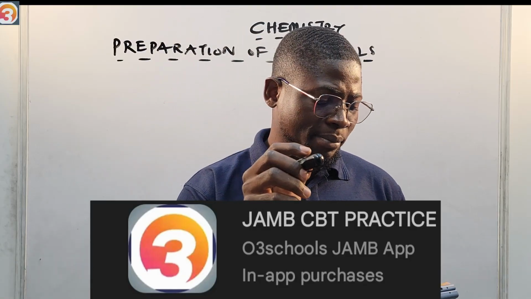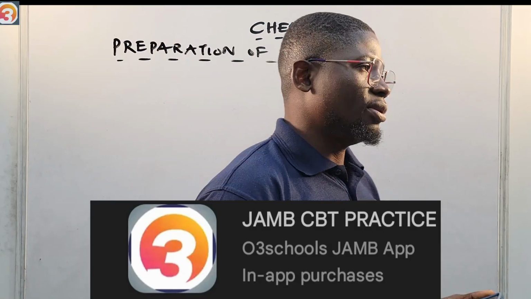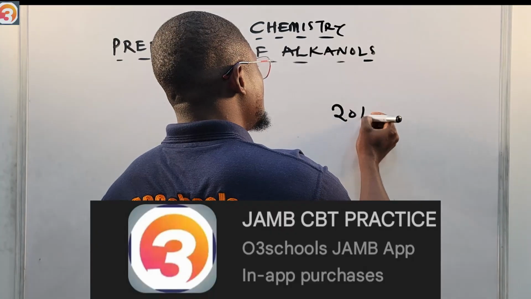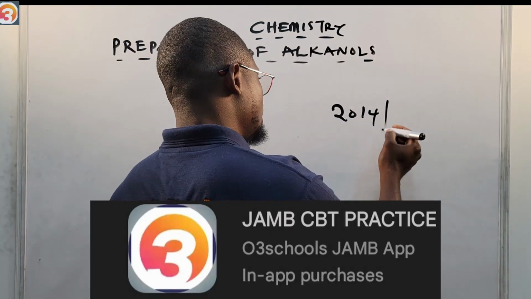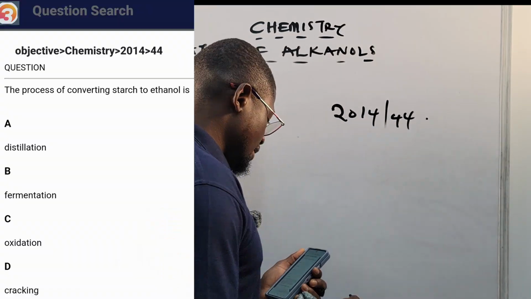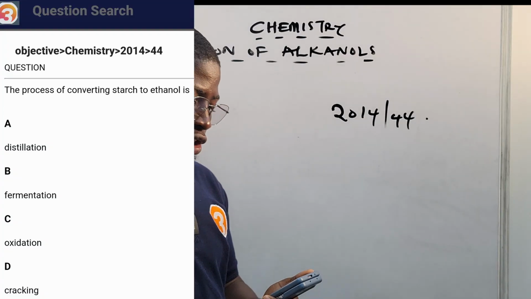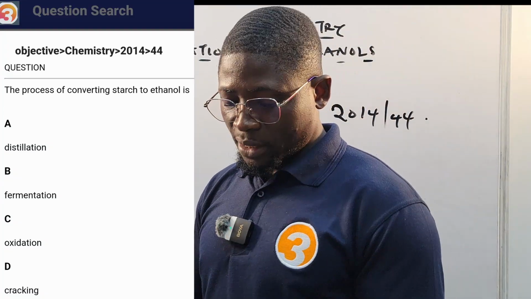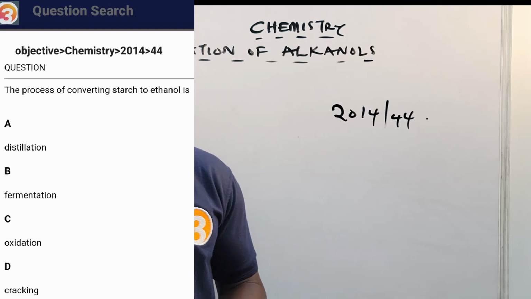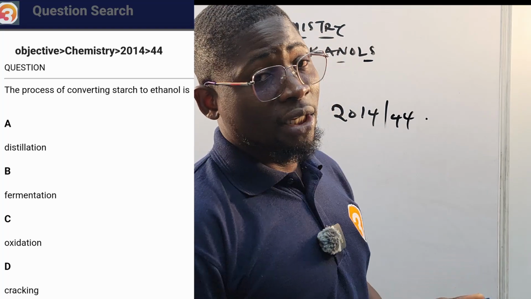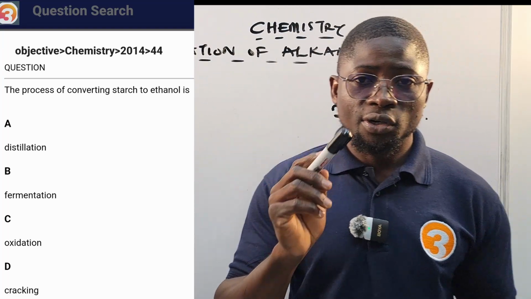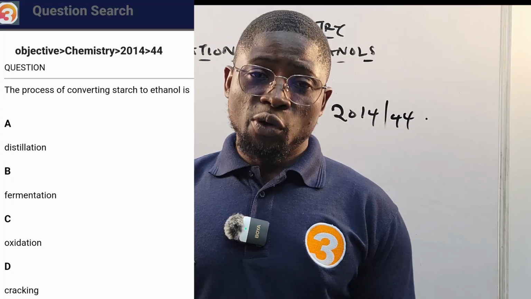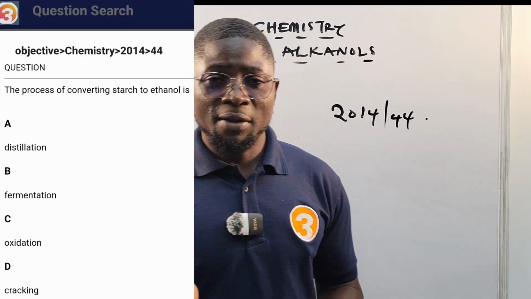Before we talk about the app in a bit, let us see a question from the app. This is a 2014 question. This has to do with preparation of alkanols. Number 44, it says, the process of converting starch to ethanol is A, distillation, B, fermentation, C, oxidation, D, cracking. All right, so keep the answer, hold your line of thought. When we are done with the class, we'll come back to this question and many more from this application.